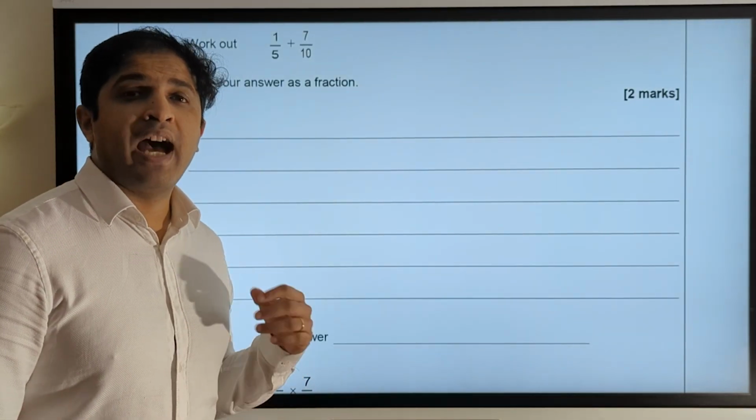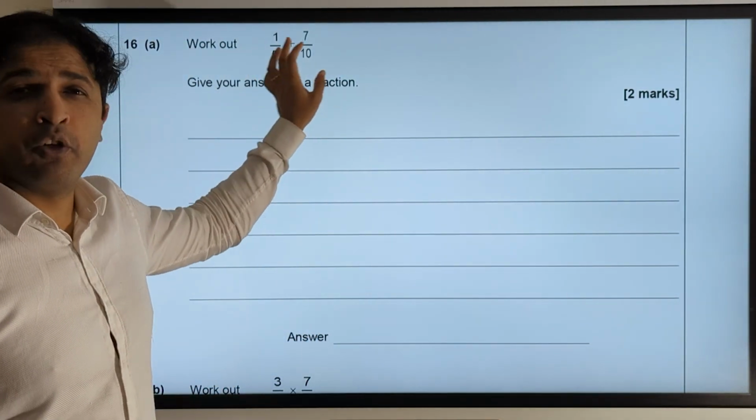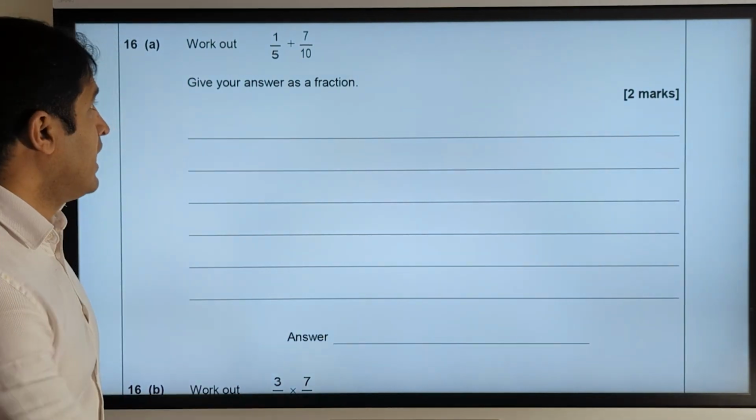Question 16. We're adding fractions. And to add fractions, remember we need to have the denominators exactly the same. So we go 1/5.